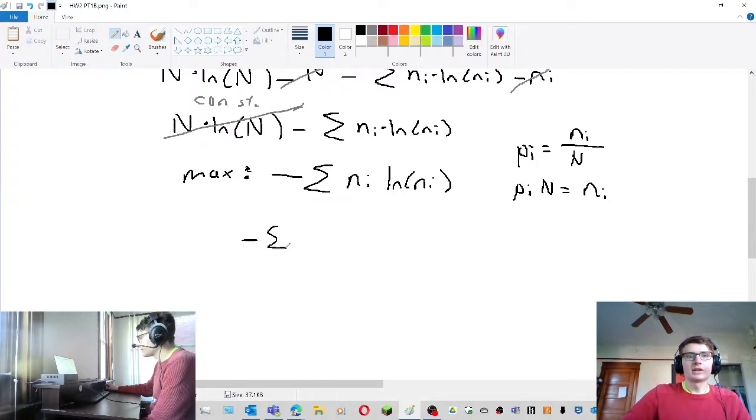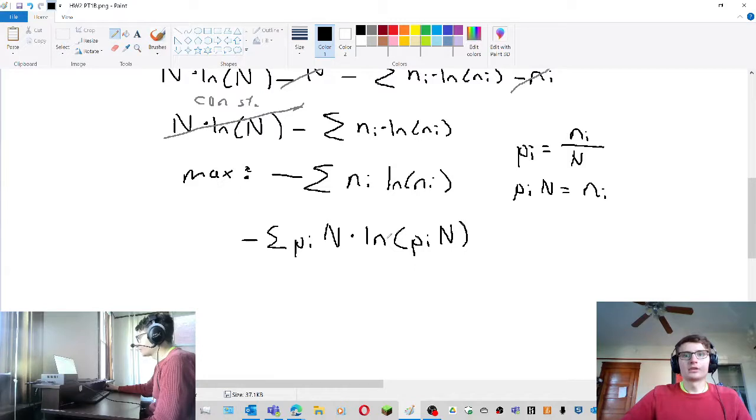So I can say negative summation of the probability of a student having a certain grade times the total number of students, times the natural log of the probability of a student having a particular grade times the total number of students. And I can go through and take all this. Now you'll see right here, the total number of students is still constant. So I can take that outside of the summation here.